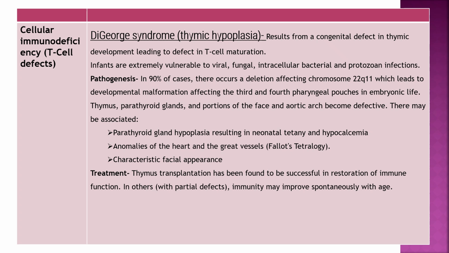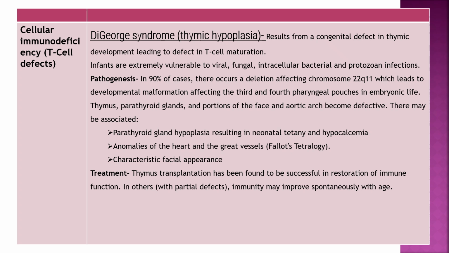Pathogenesis: in 90% of cases, there is a deletion affecting chromosome 22q11, which leads to developmental malformation affecting the third and fourth pharyngeal pouches in embryonic life. The thymus, parathyroid glands, and portions of the face and aortic arch become defective.